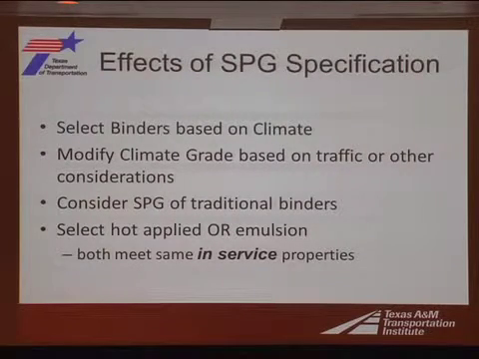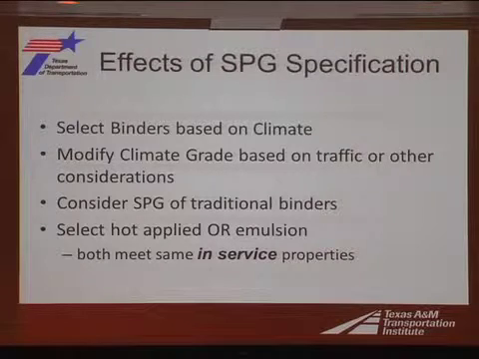So the effect of the specification that we're hoping to get are some improvements in what we have now. Right now we have a catalog of asphalts, and we pick the one that we think is going to work, but there's no relationship between what that grade is and what those material properties are and any basis on performance. So now we're going to select binders that have properties that should be good at least for the climate you're using them in, and that's the idea. Then we're going to modify that climate grade based on other considerations.